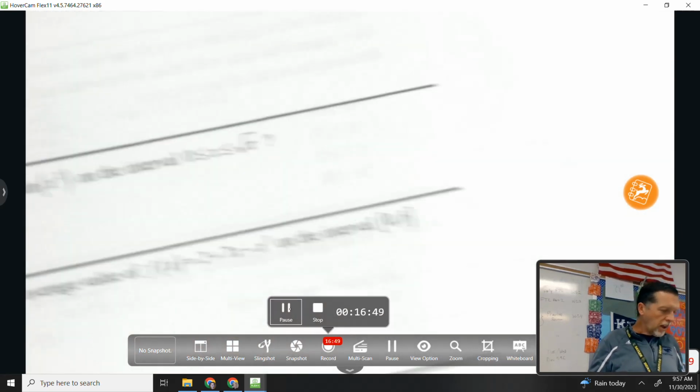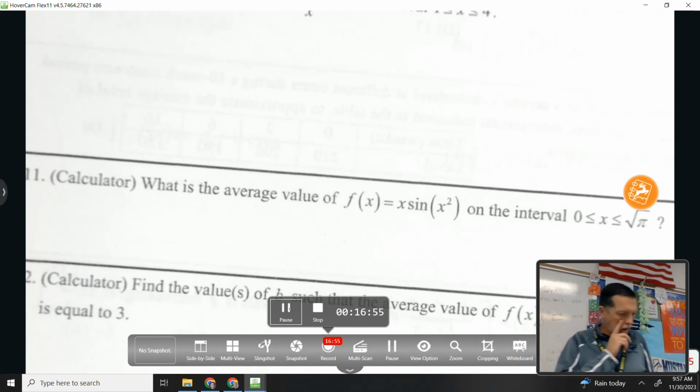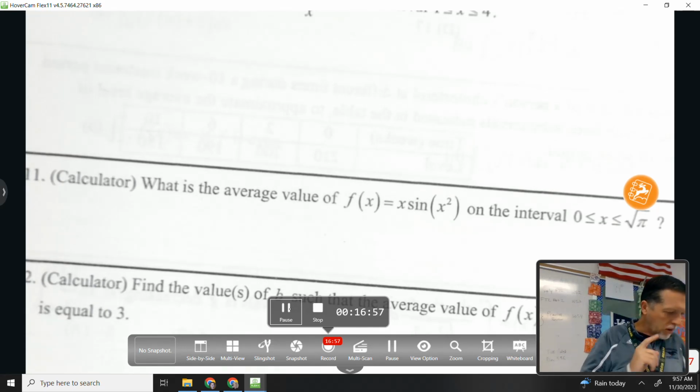All right, take a few minutes to do the next page. You can use the calculator on all of them. Very straightforward. Maybe until you get to 14. 14 may be a challenge.